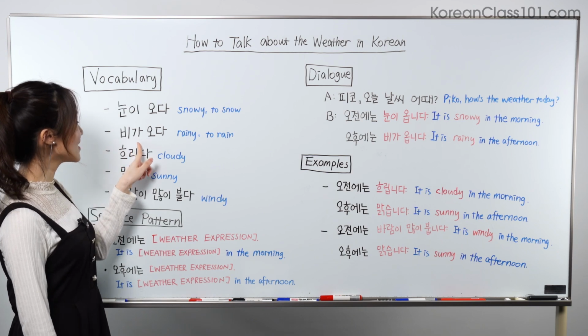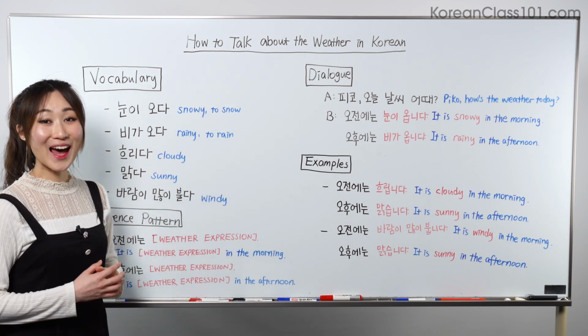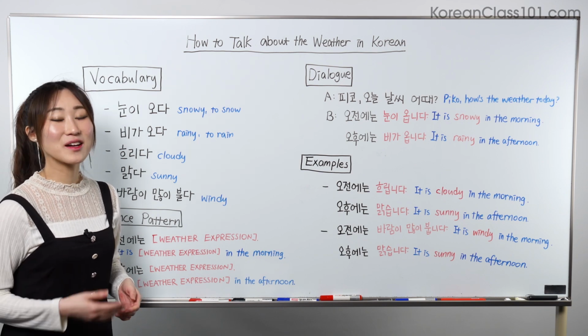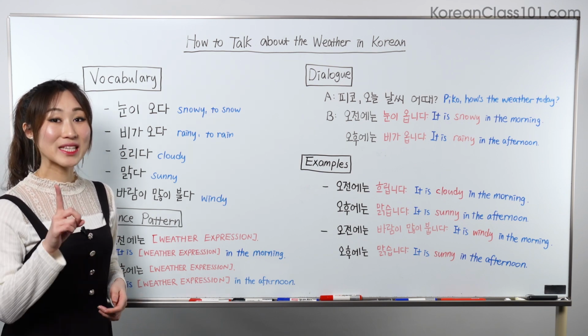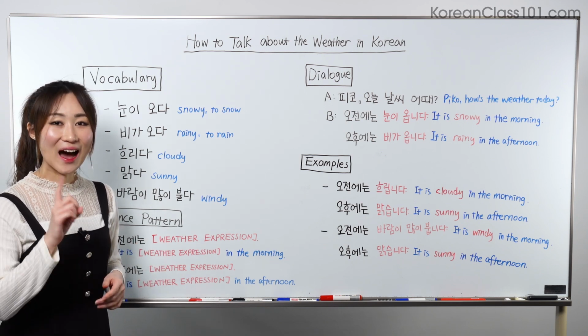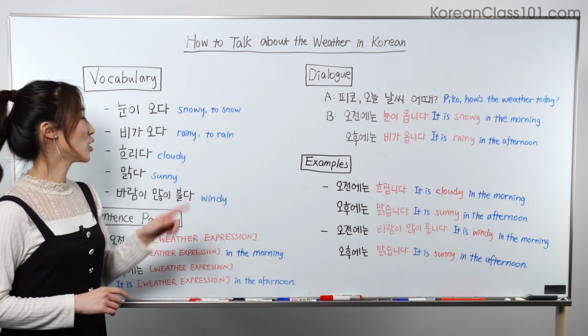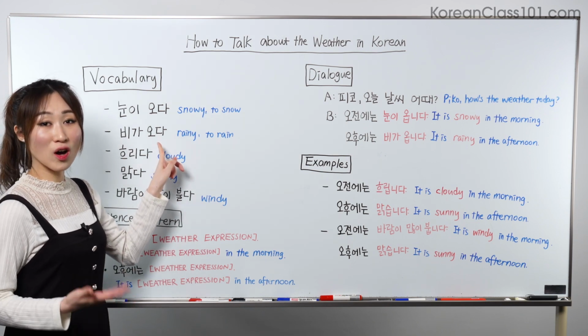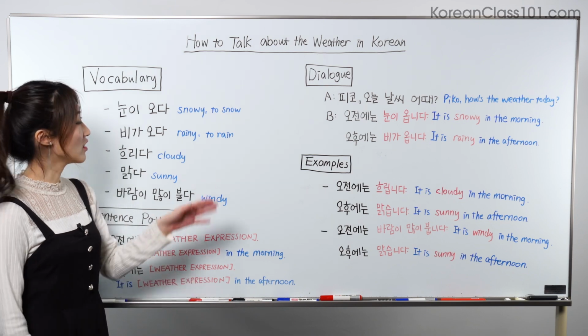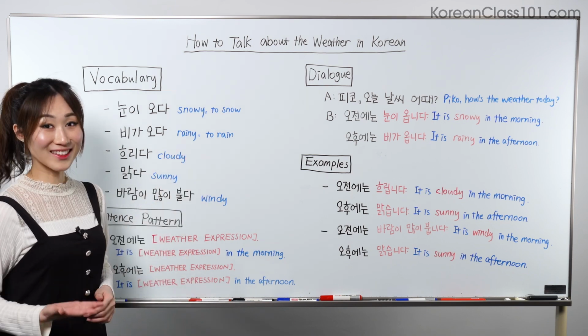Next word we have is 비가 오다. 비 means rain. It's the noun. 가 is subject marking particle. 오다, again, it means to come. So 비가 오다 literally means rain comes. And in English, it's just rainy or to rain.